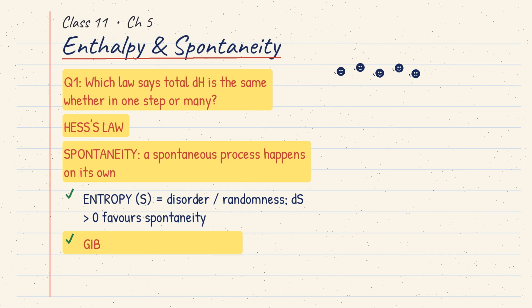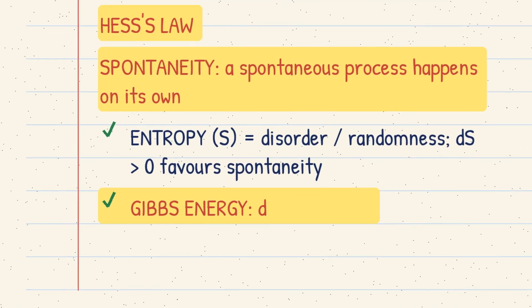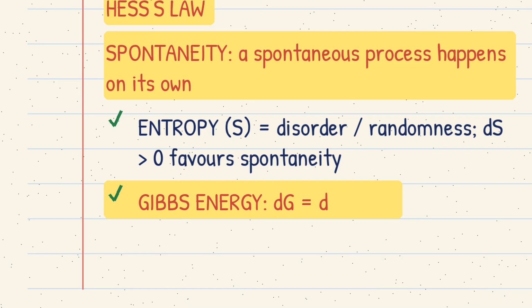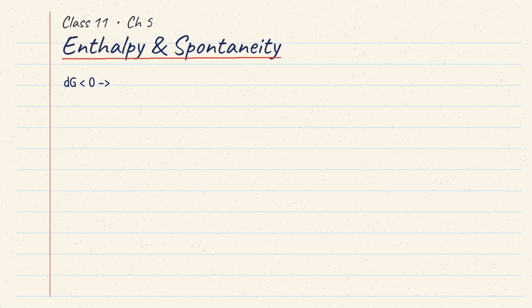The deciding factor is Gibbs free energy. Delta G equals delta H minus T times delta S, where T is the temperature in Kelvin. If delta G is negative, the reaction is spontaneous. If it is 0, the system is at equilibrium. If it is positive, the reaction is non-spontaneous.